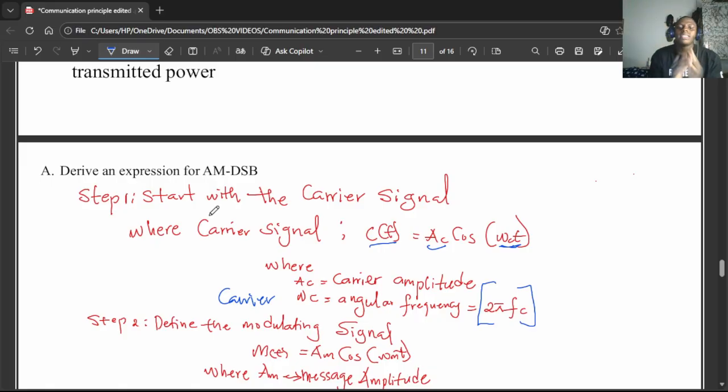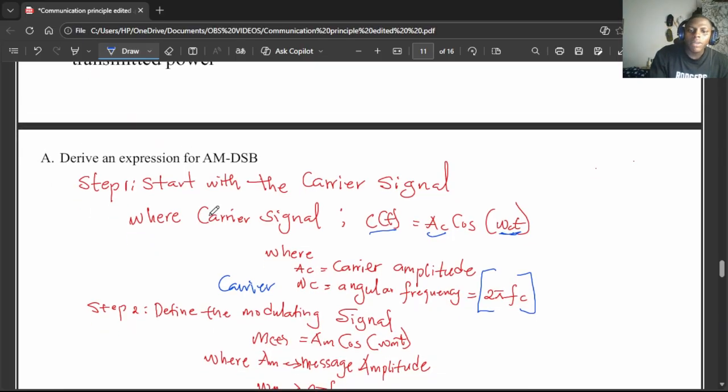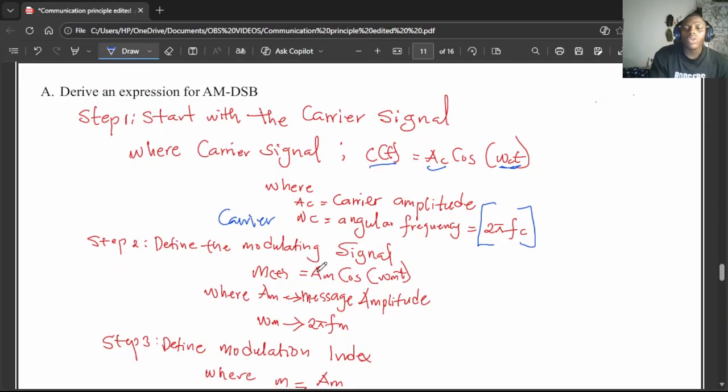And what's your modulating signal? Your modulating signal is simply m of t is equal to Am cos wm t. Now, what are your parameters there? This Am simply stands for amplitude modulation, not message amplitude. That is wrong. So your Am there simply stands for amplitude modulation.